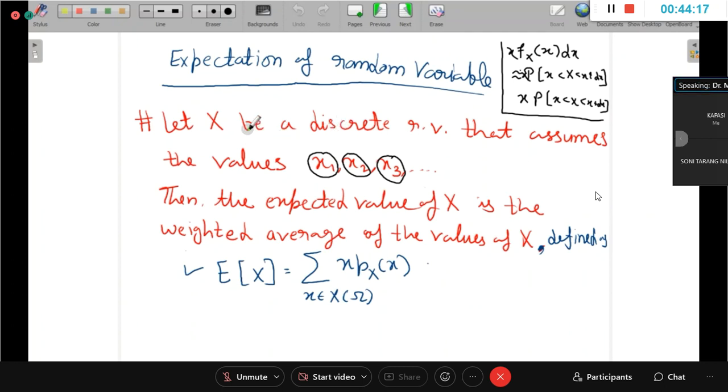Right, so let's define this. Let X be a discrete random variable that assumes the values x1, x2, x3, and so on. It may be countably finite or infinite, the discrete case. Then the expected value of X is nothing but the weighted average of the values of X. You multiply each probability with its corresponding value of X, and then sum up all the values. So that gives you the definition of expectation of a random variable.